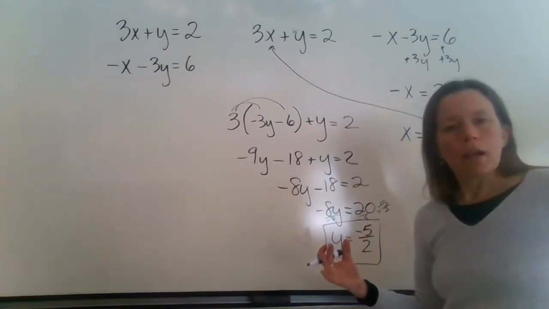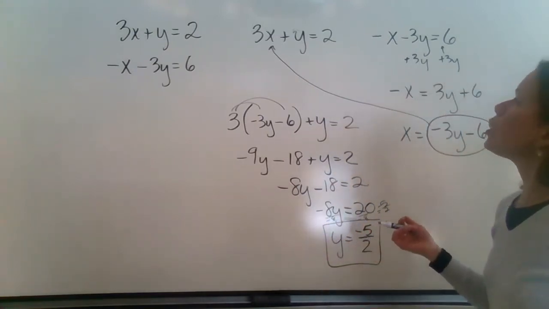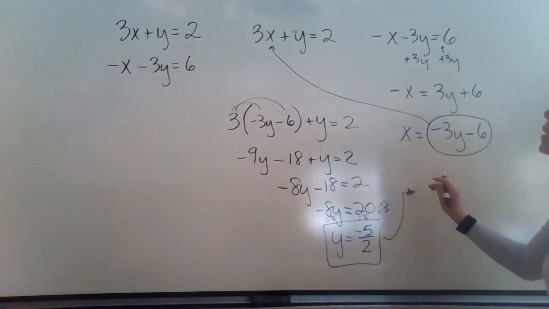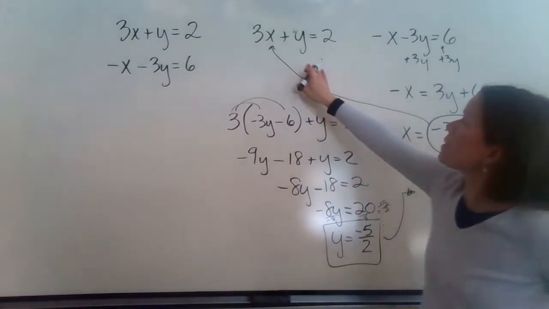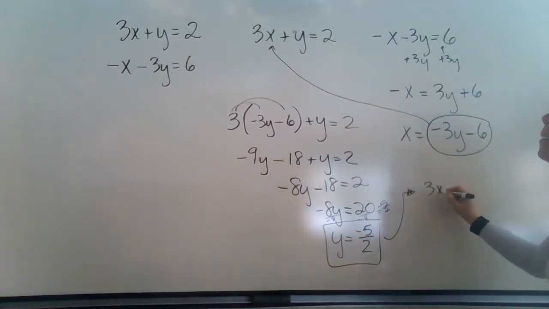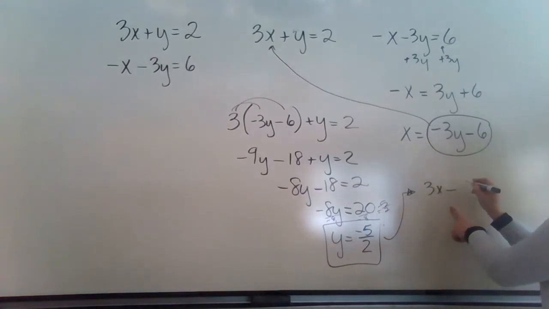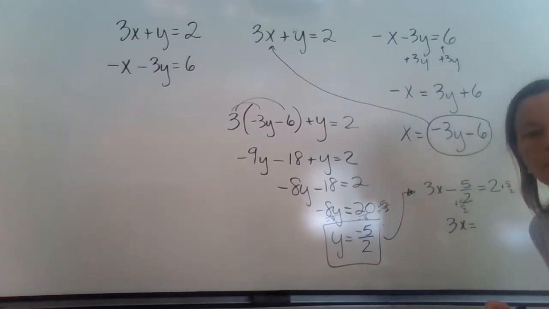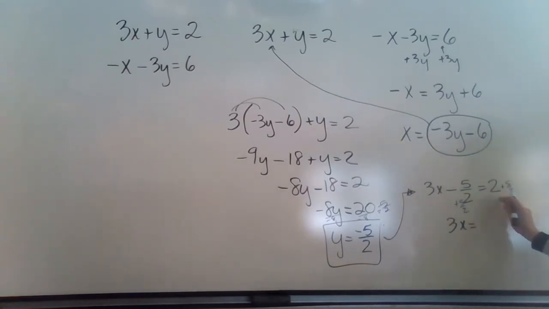So now I need to plug in that y value and see what we get. I'm going to put it into this equation so I don't need to multiply that negative 5 halves. That's going to be 3x plus y, which is minus 5 halves, equals 2. So 3x equals, let's add 5 halves to both sides, which is 2.5. If I think of this 2 as 4 halves, then 4 halves plus 5 halves is 9 halves.